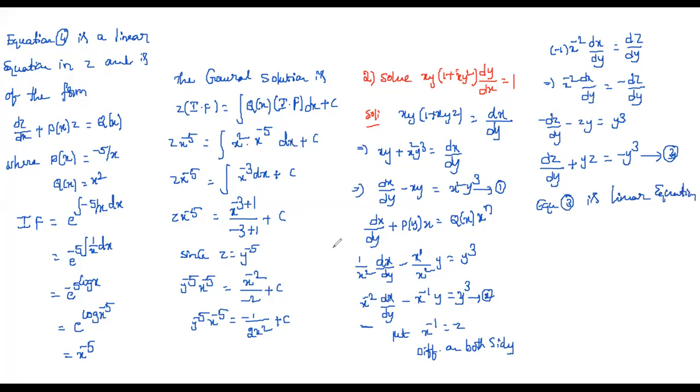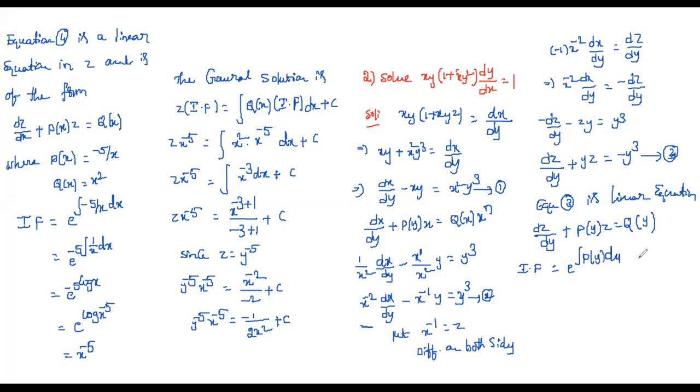So which is of the form dz by dy plus P of y into z is equal to Q of y. Now we need to write the integrating factor. So here the integrating factor is e power integral P of y dy.